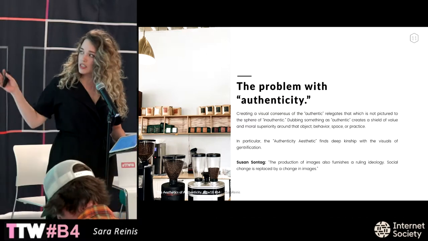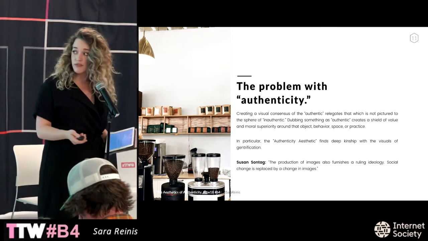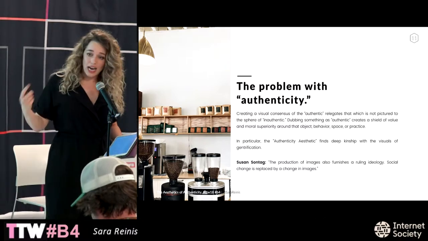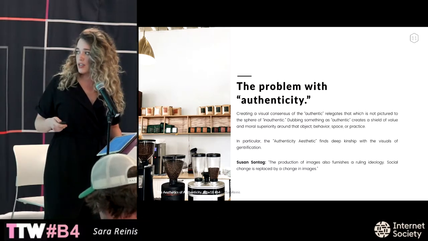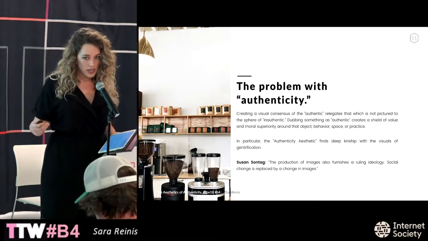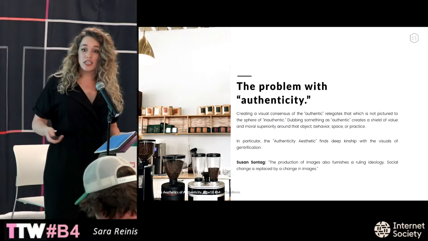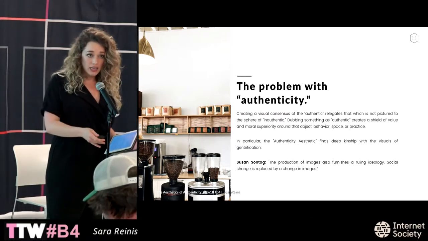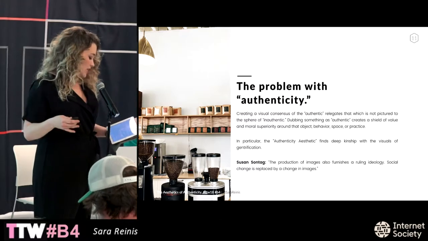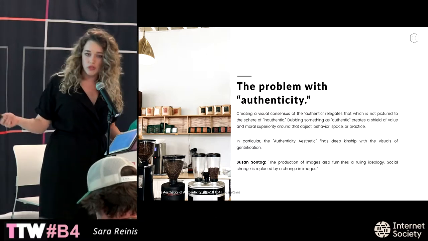So I want to end with something that I'm still exploring, but I think is an important question to raise, problematizing this idea of authenticity beyond just that fragmented sense of self, but looking at how this aesthetic is also very highly classed, and by creating a visual consensus around the idea of the authentic, it then relegates everything that does not have a place in this aesthetic to the realm of inauthentic. And dubbing something authentic also carries with it moral judgments and a moral superiority. So that's a dangerous thing to do, to define very distinct, highly classed, inaccessible visuals of life as the idea of authenticity while dismissing everything else to this world outside of that. So this authenticity aesthetic finds a very deep kinship with the visuals of gentrification.